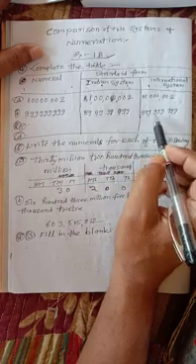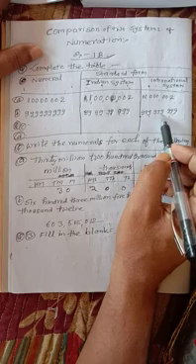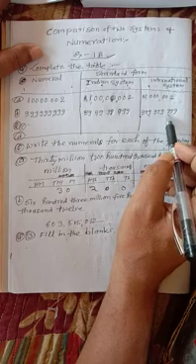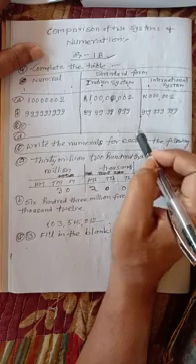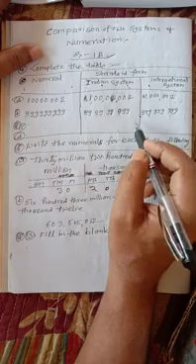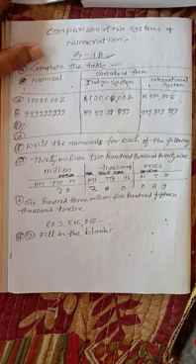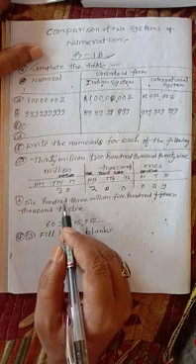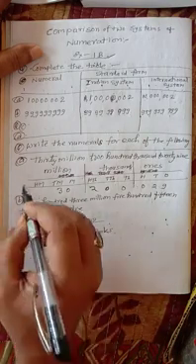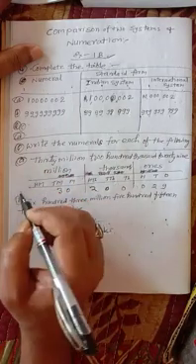999 million, 999,000, 999. Now there are questions in C and D. You should solve them yourself. Now we go to question number 2.